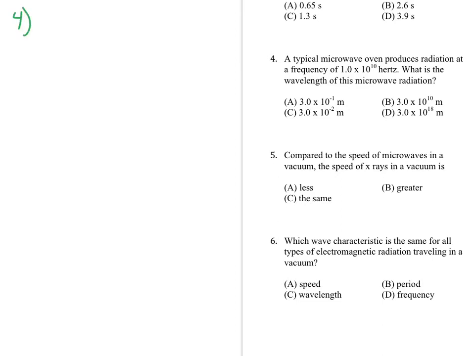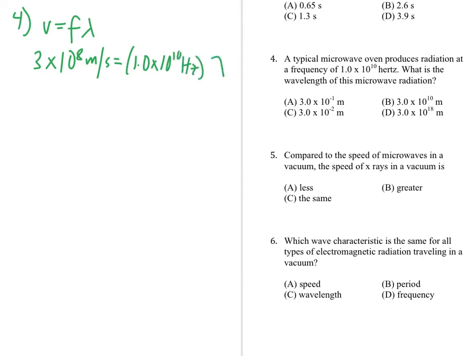Four is very similar to some previous questions, same spiel. Same equation, same speed. You should get 3 times 10 to the negative 2 meters. Alright, 5.